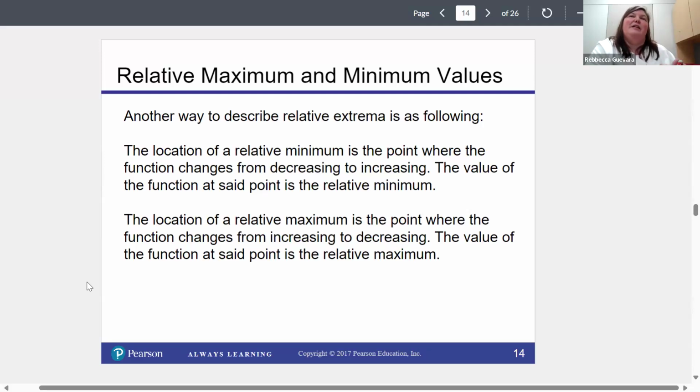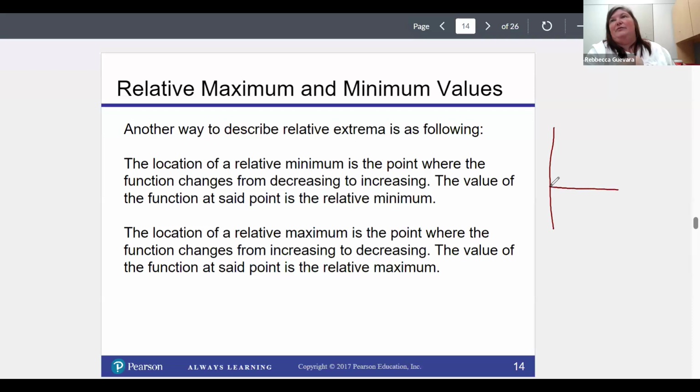So relative minimum maximum values. Another way to describe these is as follows. The location of your relative minimum is a point where your function changes from decreasing to increasing. Let's say we had a graph and we're doing something like this. This point's a relative minimum. This is where I went from decreasing to increasing. So that is the location. The value of the function, so your y value at that point, is what we call the relative minimum.